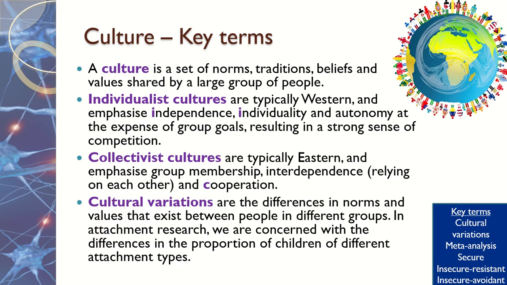So you need to know what each of those key terms mean, and you need to be confident in explaining them. So I've gone through culture, individualist and collectivist, but I'll also go through cultural variations. And cultural variations are the differences in norms and values that exist between different groups of people. So how do cultures differ from each other? How is an individualist culture different from a collectivist culture?